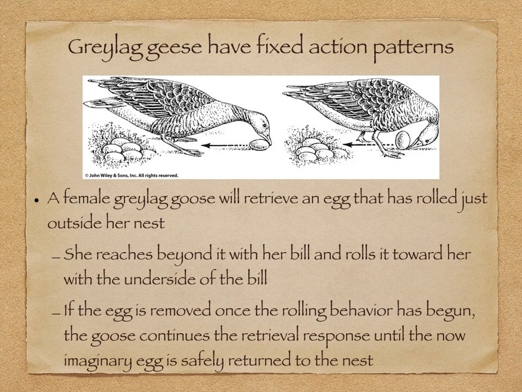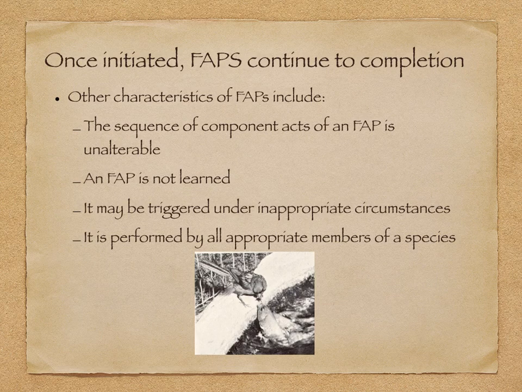Even if she has all of her eggs that she's actually laid inside the nest, if you put an egg-shaped rock outside of her nest, it will still trigger this behavior. In addition, if she starts the behavior and you take the egg away from her in the middle of the behavior, she will complete the behavior all the way, even while she doesn't have an egg anymore. So FAPs continue to completion, and they can be triggered by appropriate circumstances or inappropriate circumstances. Here's a bird feeding a fish, for example, because the feeding behavior is being triggered by that open mouth of the fish.